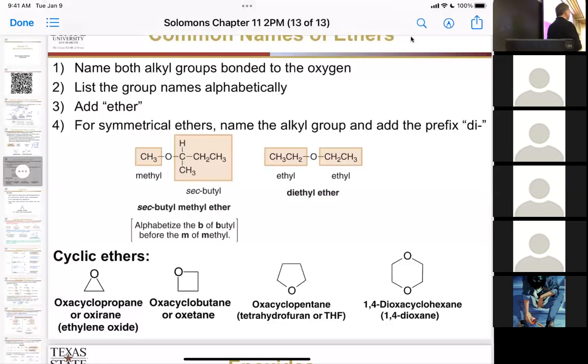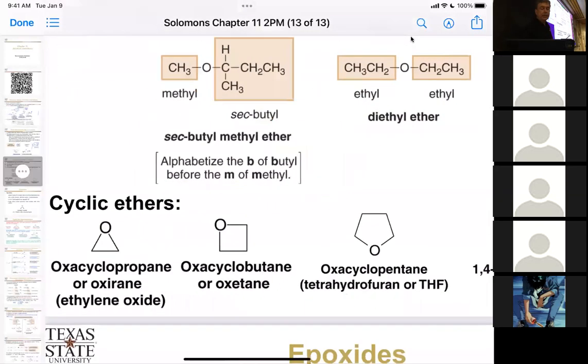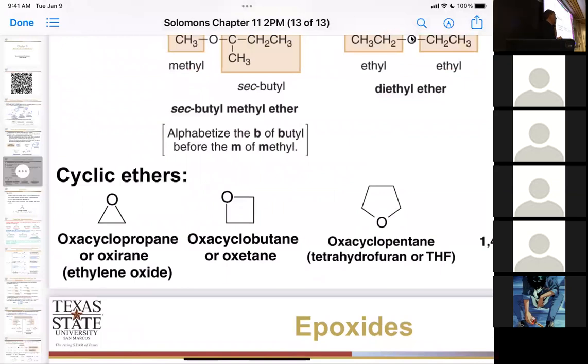But if it's symmetrical, you can just say diethyl, because you have 2 ethyl groups with your ether. Your oxygen is taken care of with them. Okay. But now we have some weird ones, cyclic ones, okay? And when you have cyclic ethers here, what you're going to do is say what the cycloalkane would have been, but you say oxa to show you substituted one of those carbons with an oxygen.